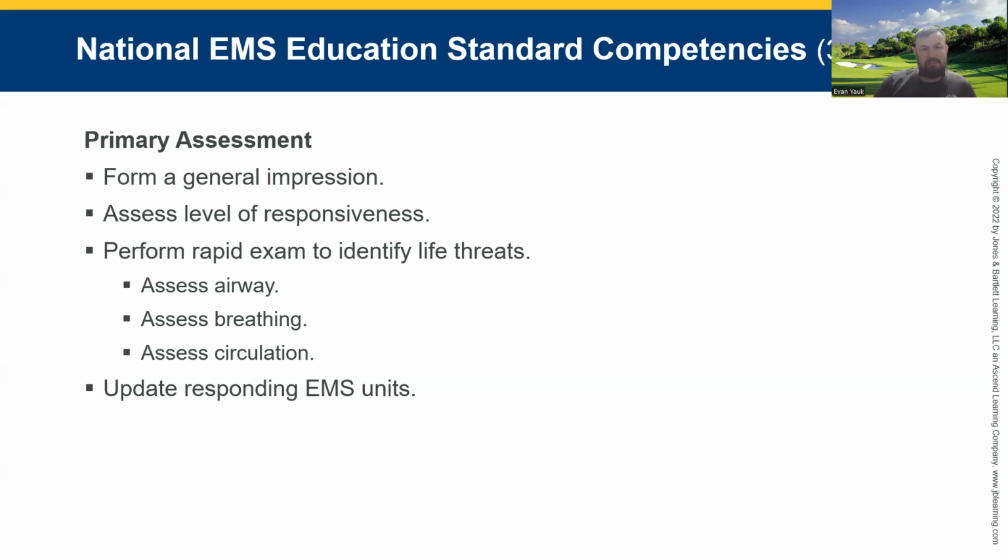Perform a rapid exam to identify life threats. We talked about this in chapter 6, the human body, I think, or maybe not, I'm not sure. ABCs: airway, breathing, circulation. Those are your big ones. We want to make sure our airway is open or patent. We want to make sure we are breathing adequately, which means good chest rise and fall. We're getting good breaths. And we want to make sure that circulation is good, so we're going to do cap refill, pulse rate, pulse quality. What does the skin look like? And then we want to update responding EMS units. Whoever's coming to help us, we need to let them know everything we find.